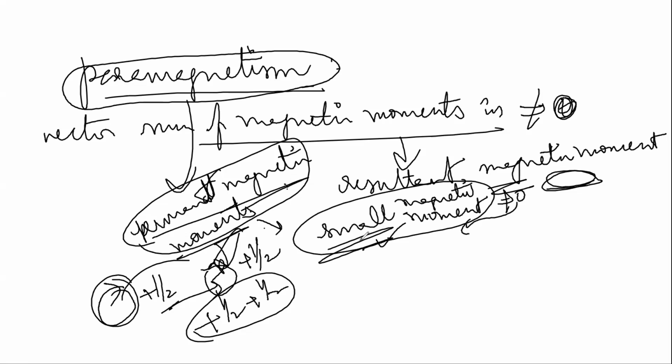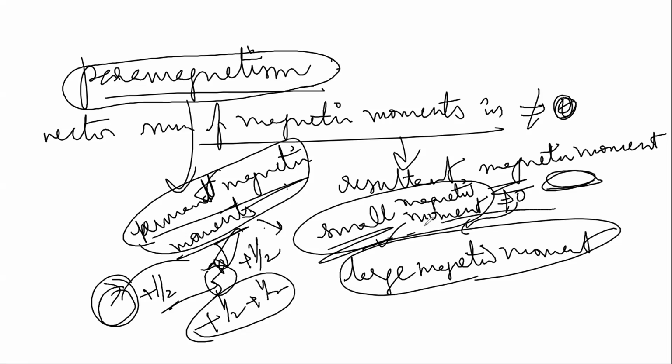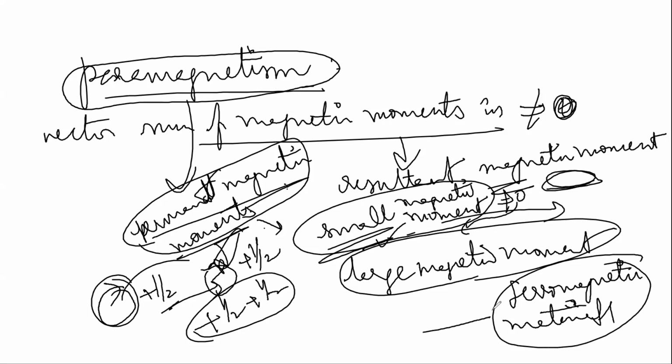Now, when the orbits are so oriented that the atom as a whole has large magnetic moments, larger than that of para, then these types of materials are called ferromagnetic materials or ferromagnetic substances, or this phenomenon is called ferromagnetism. So we can say that ferromagnetic materials are nothing but paramagnetic materials which exhibit more magnetic moment, which exhibit high magnetism when an external magnetic field is applied.